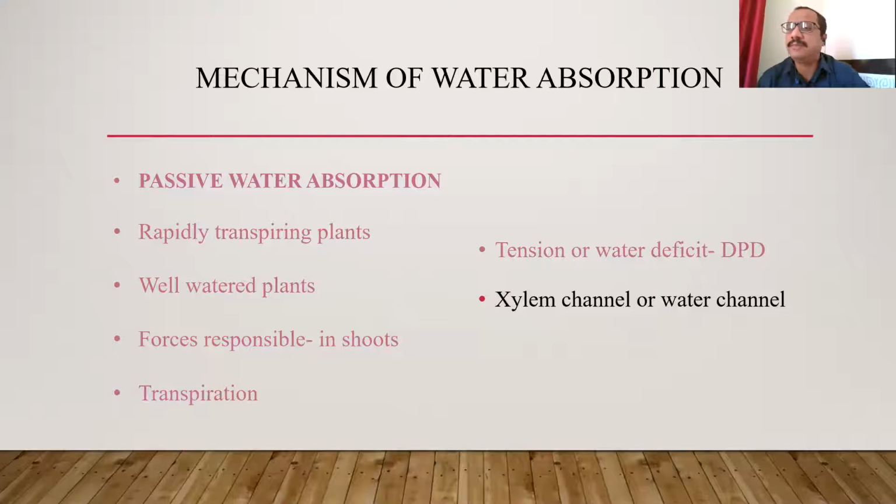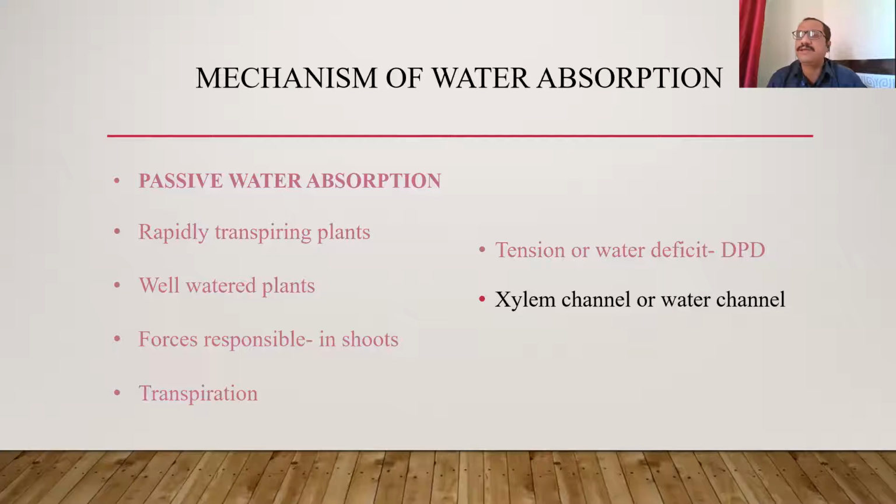Continuous pipe, xylem pipes are there, and within that pipe, there is a continuous water column from the tip of the plant to the root system. So whatever tension develops due to transpiration, which is called transpiration tension or transpiration pull, due to water deficit condition, due to increase in DPD, that tension is transmitted in downward direction through this xylem channel, so that the entire water column is lifted in upward direction to maintain continuous water supply.